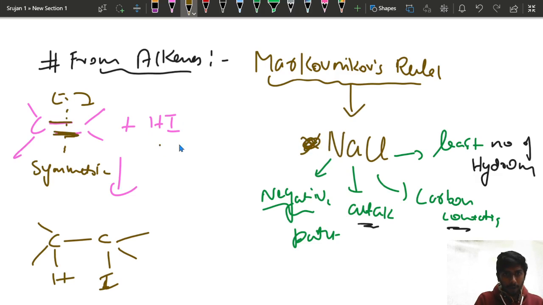It's hydrogen iodide, H plus and I minus. Electronegative gets a negative and electropositive gets a positive. Okay, this negative part attacks carbon containing least number of hydrogen atom.